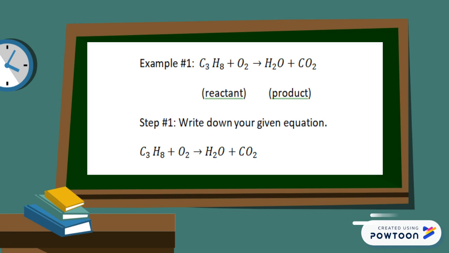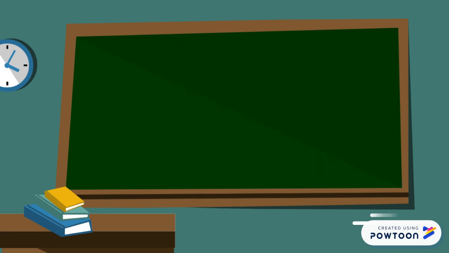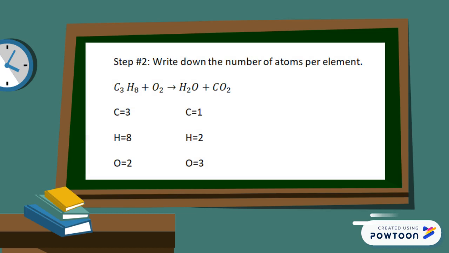Example number 1. Reactant: C3H8 plus O2, product: H2O plus CO2. Step number 1. Write down your given equation: C3H8 plus O2, H2O plus CO2. Step number 2. Write down the number of atoms per element.